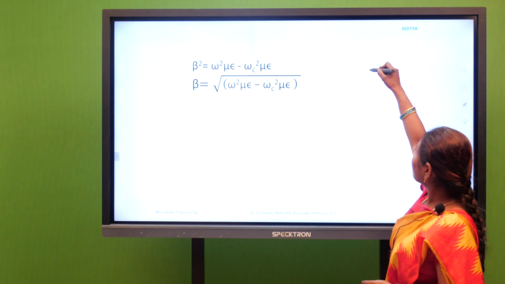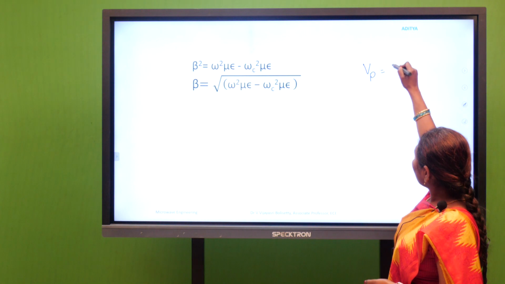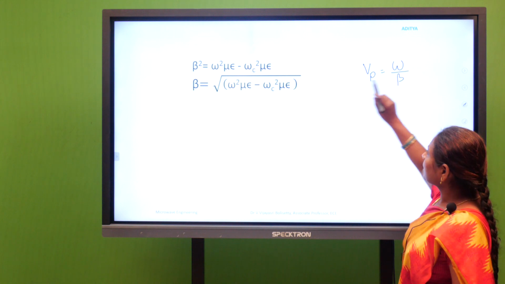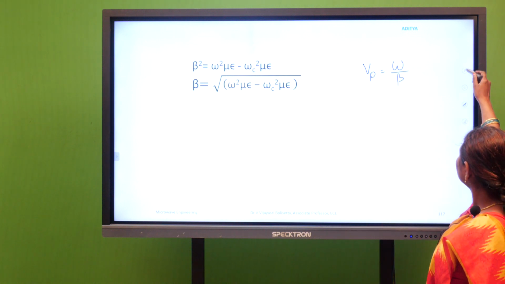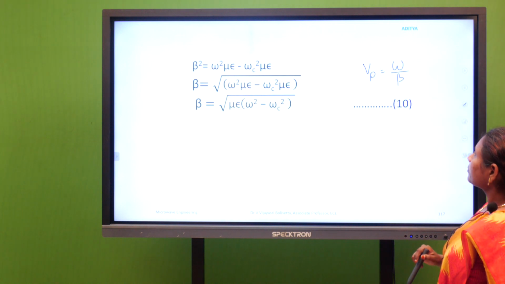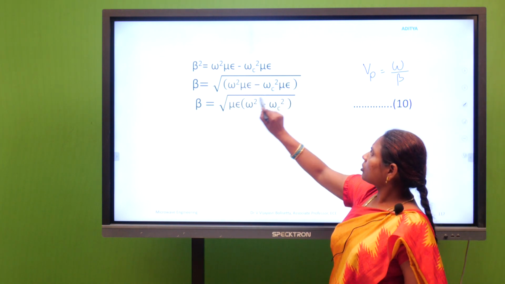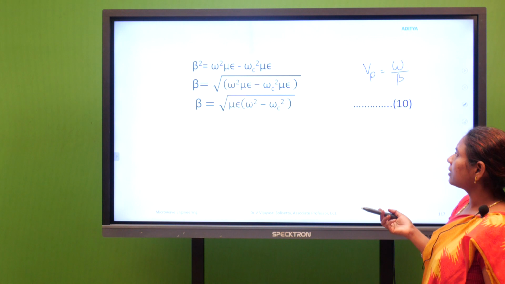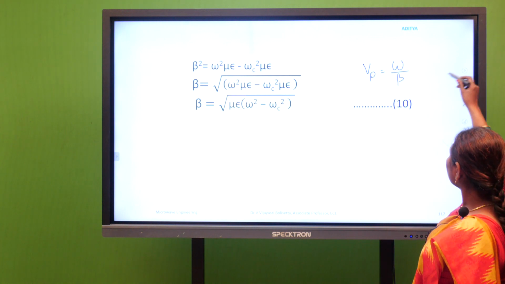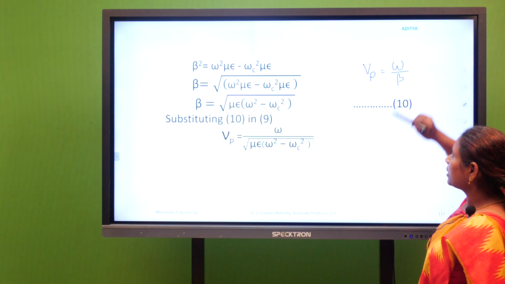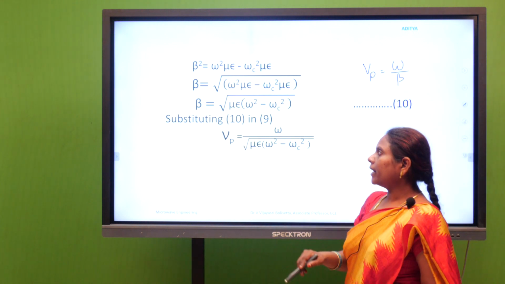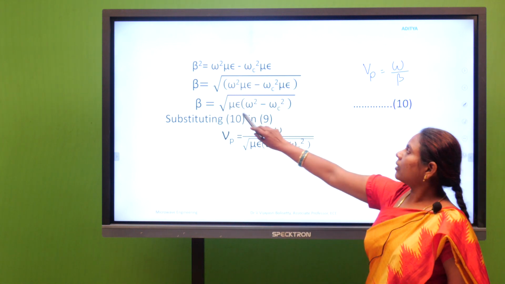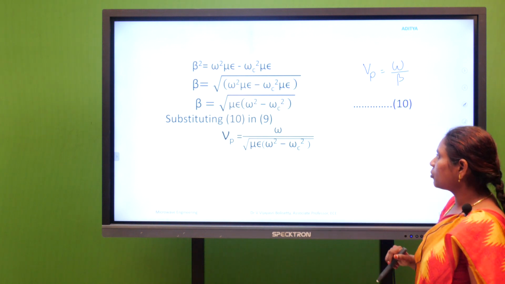Already we have defined the phase velocity Vp as omega by beta. So let us substitute this beta in the phase velocity. If we take mu epsilon as common, we get mu epsilon times omega square minus omega c square. So let us substitute this equation 10 in the relation for phase velocity in 9. Vp is nothing but omega by, in place of beta, root mu epsilon times omega square minus omega c square.